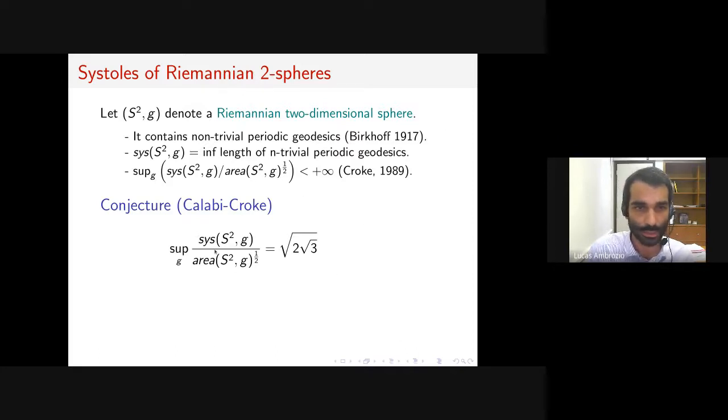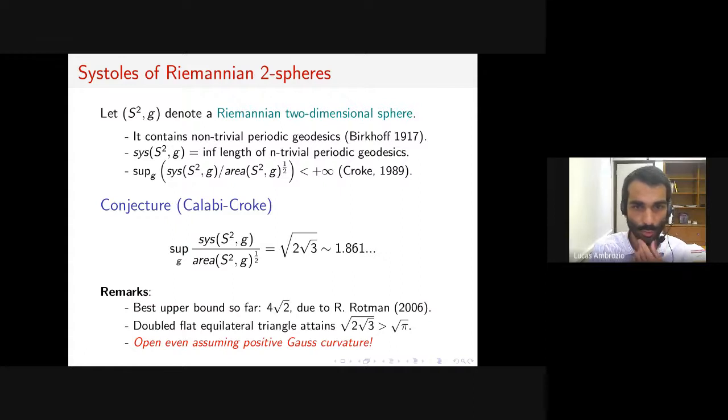And he conjectured something about what the sharp estimate is. The sharp estimate should be this number, square root of 2 times the square root of 3. Let me make some comments about this conjecture. We are still far from proving it. The best upper bound, to my knowledge, is due to Regina Rotman, which is about, I don't know, 4 times the number that was projected by Calabi and Croke.